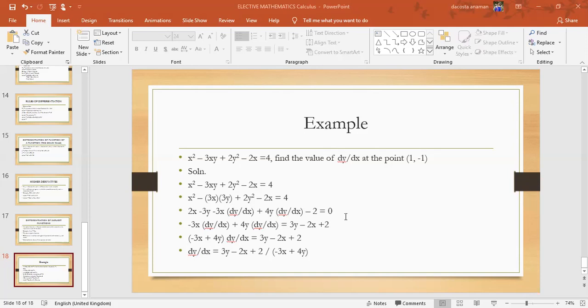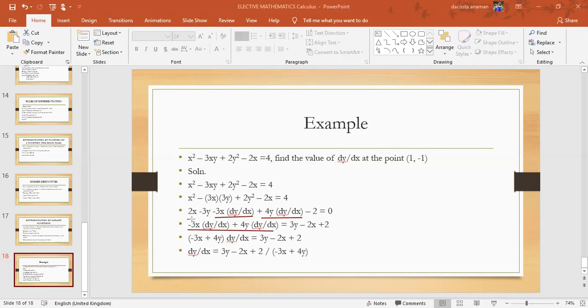Now after differentiation, the rest is algebraic expression. Is that okay? You put like terms together. So as you can see, we have some like terms. Let's choose these like terms. We have negative 3x dy/dx. Then we have positive 4y dy/dx. As you can see, we have dy/dx, dy/dx, so they are like terms. So we group them at one side of the equation, which is this.